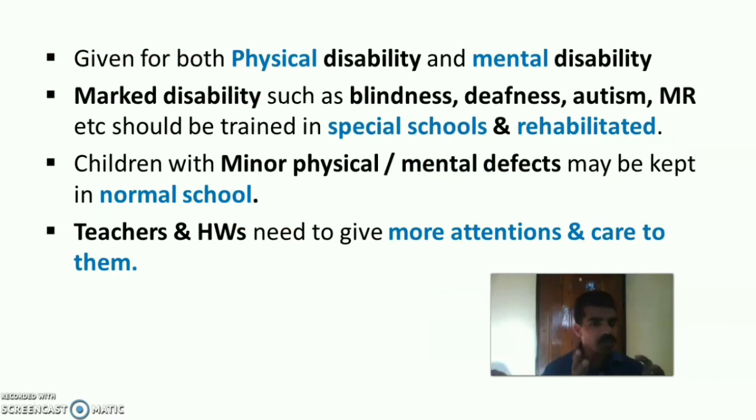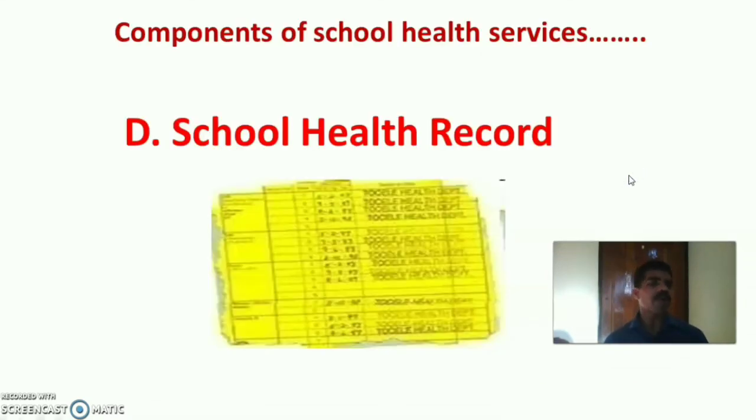Rehabilitation services should be given for both physical disability and mental disability. The marked disabilities such as blindness, deafness, autism, MR, mental retardation, etc. should be trained in special schools and they should be given a special rehabilitation program. Children with minor physical or mental defects may be kept in the normal school along with the normal children. In addition, the teachers and health workers need to give more attention, focus and care to these physically and mentally challenged children.